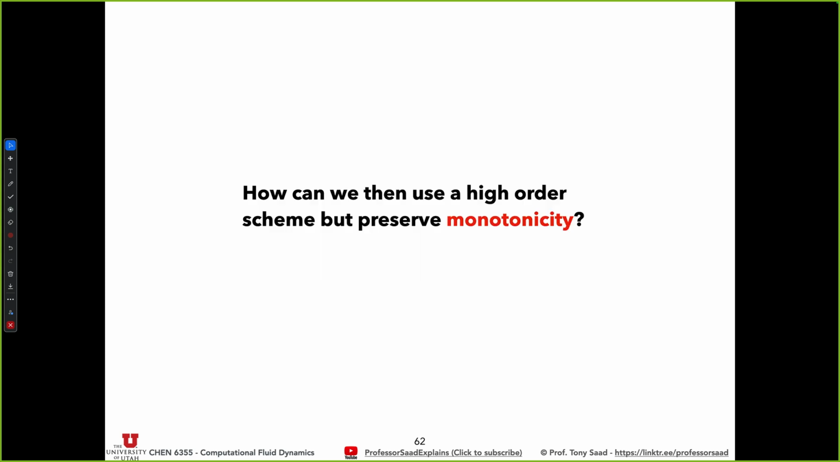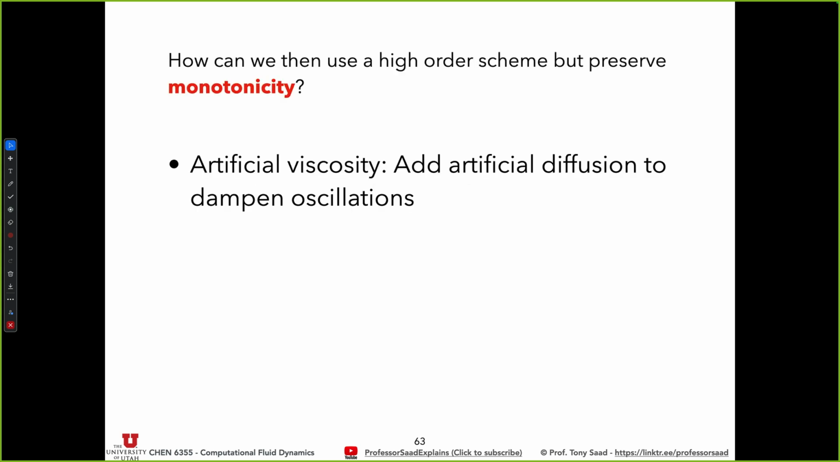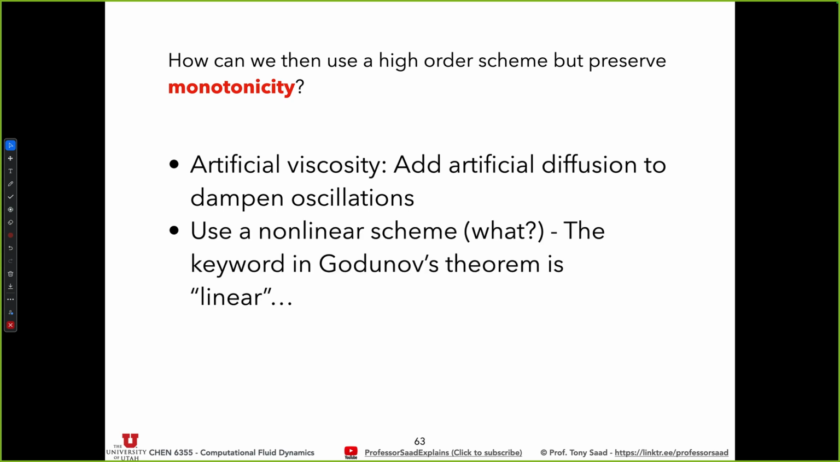So what can we do? How can we use a high order scheme but preserve monotonicity? Well, we can add artificial viscosity. So artificially add a diffusion term, adjust the viscosity so that the results are reasonable, and to dampen the oscillations. That's an easy way out. But the more sophisticated way out is to use what we call nonlinear discretization schemes.